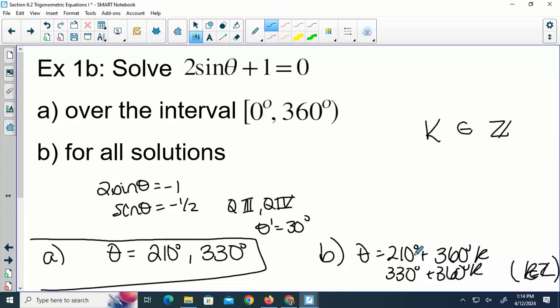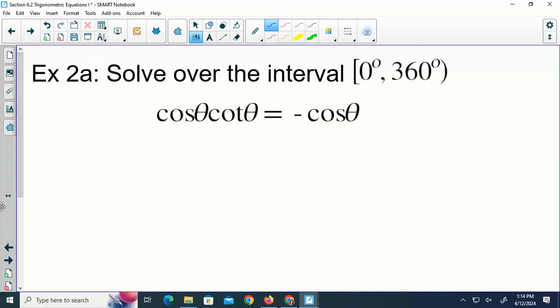All right. Last problem. If I ask you to solve this one just between 0 and 360, am I going to need my plus 360k on this one? No. Okay, here's the problem.